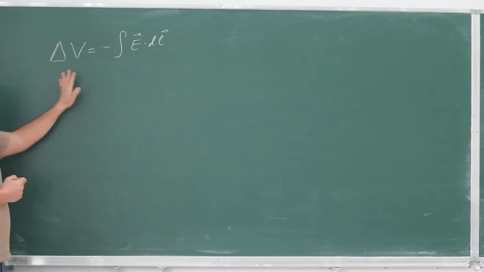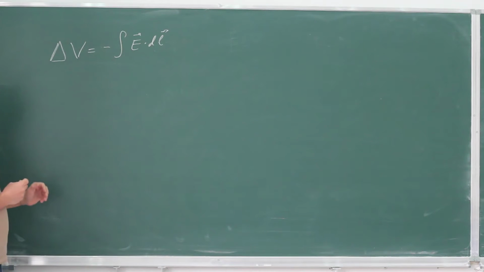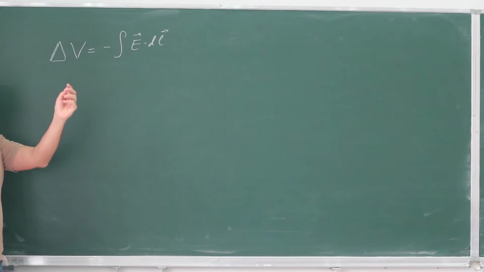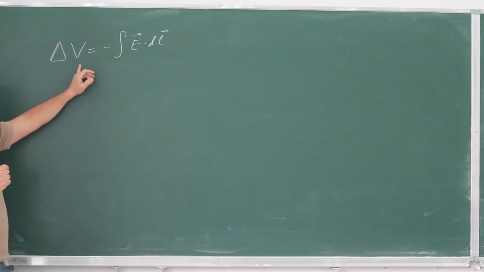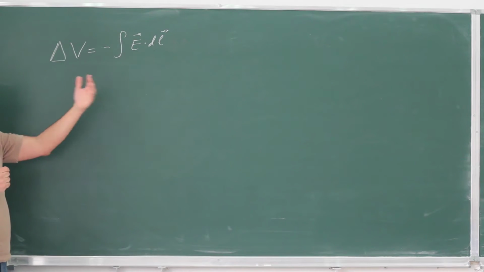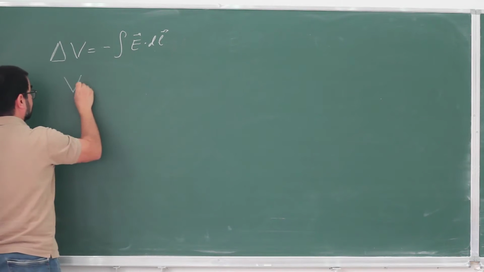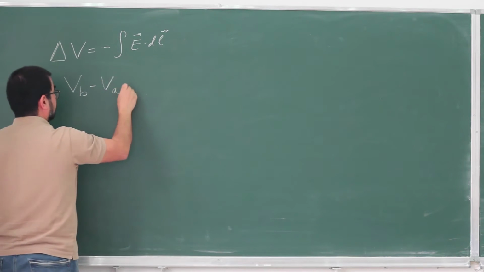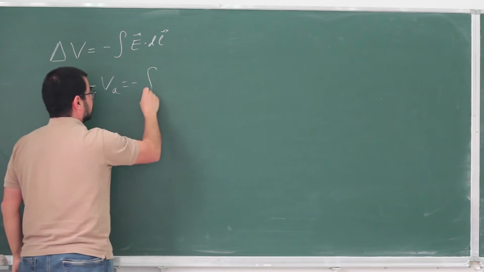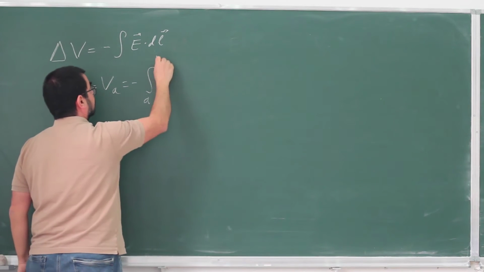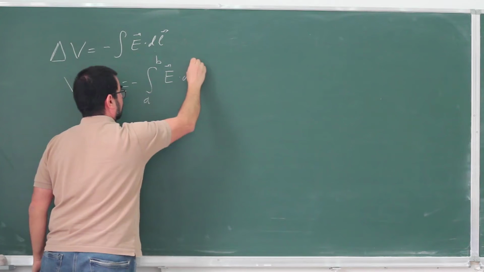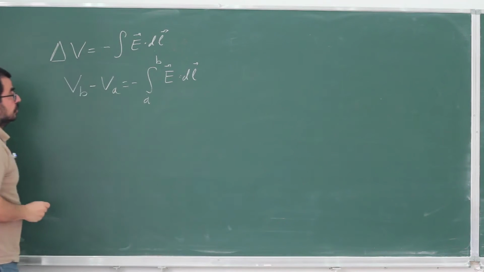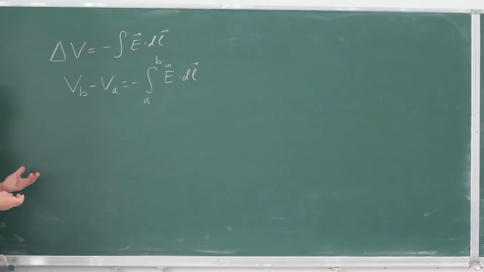So first of all, let me write this a little bit more clearly. Let's say that I have 2 points in space and I'm going from point A to point B. So this is going to be the potential difference between those 2 points. So that's the final potential minus your initial potential, VB minus VA, is equal to minus this integral from A to B, E dot dl. Okay?